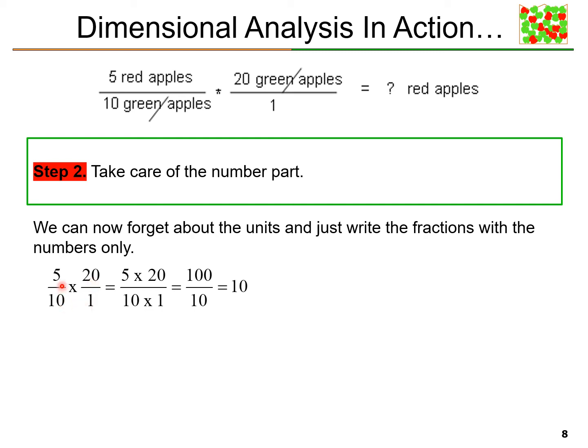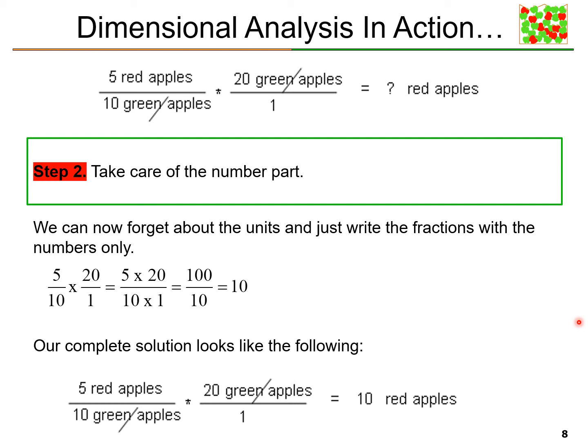So to multiply fractions, we multiply the numerators, 5 times 20, and then we multiply the denominators, 10 times 1. 5 times 20 is 100. 10 times 1 is 10. 100 divided by 10 is equal to 10.